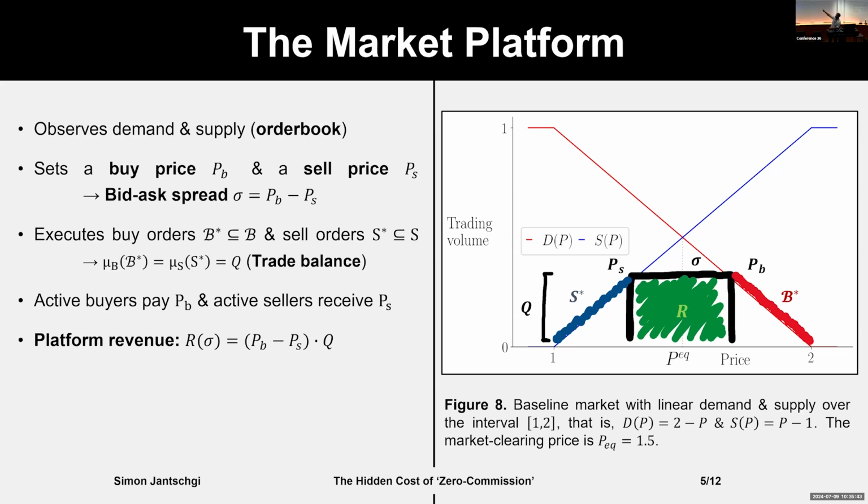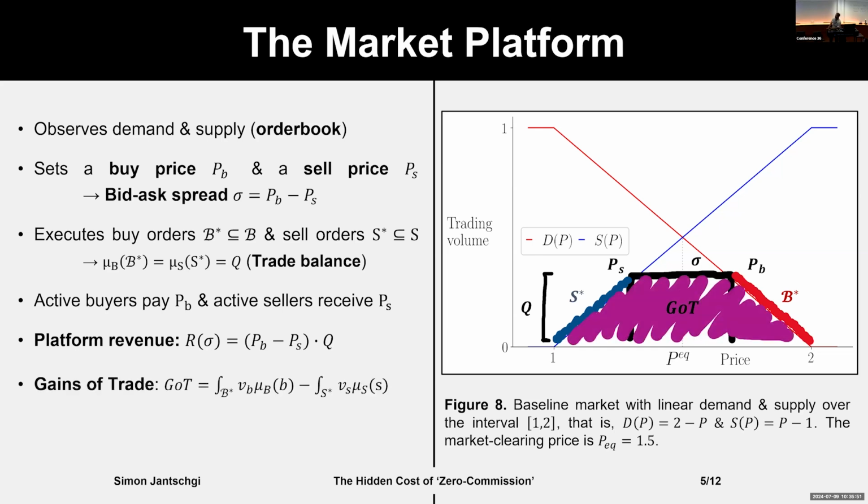Now, the area to the left and to the right of the revenue, so the small triangles, are going to be the surplus for the traders. And the sum of revenue and surplus is what I'm going to be calling the gains of trade. And now the area, the triangle on the top, is what I'm going to call the deadweight loss. So basically how much efficiency you lose by imposing a bid-ask spread. And the efficiency is going to be the realized gains of trade divided by the maximum gains of trade, which is simply the entire rectangle under true demand and supply.